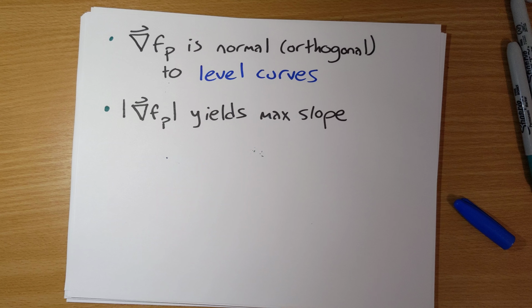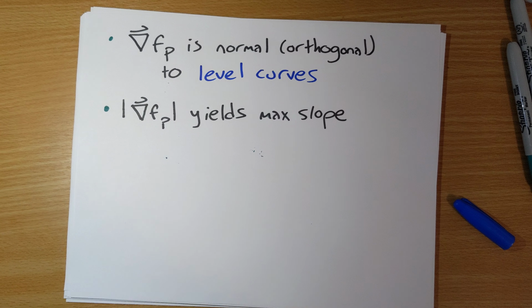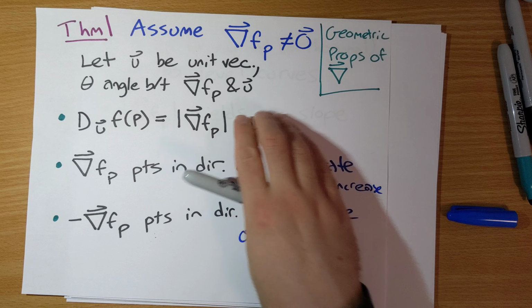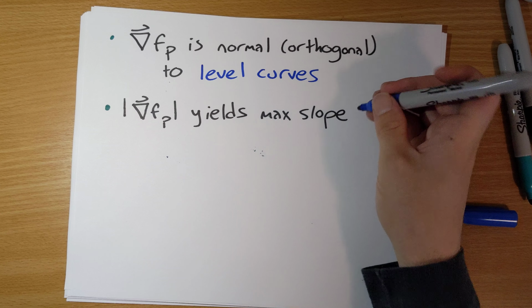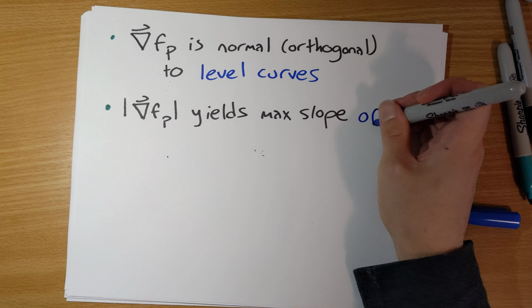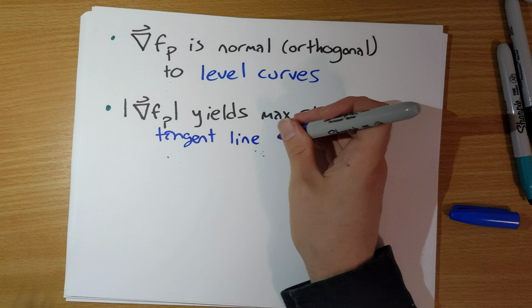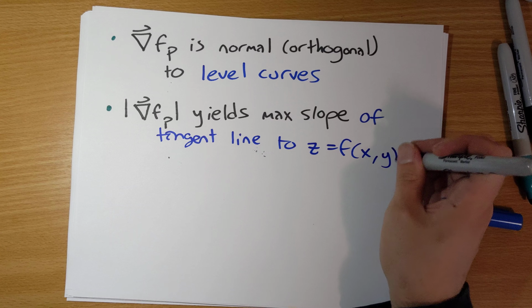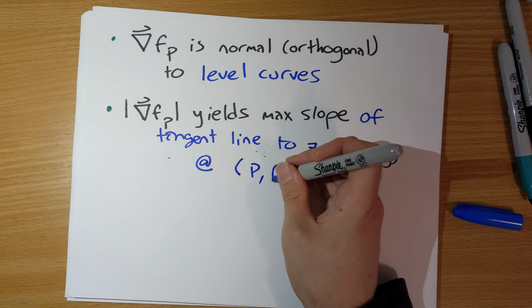And then finally, if you take the magnitude of the gradient, when cosine theta is equal to 1, this gives you the maximum rate of increase, which is geometrically the maximum slope of the tangent line to the surface z equals f of x, y at the point P, f of P.